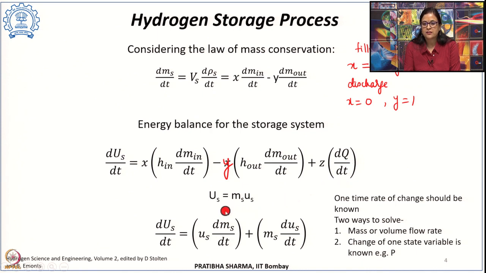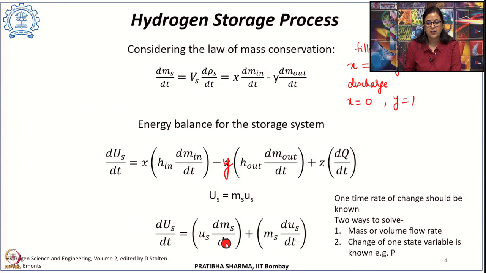Now, the total internal energy can be written as the mass in the storage system times the specific internal energy in the storage system. So, capital Us is the total internal energy, ms is the corresponding mass, and small us is the specific internal energy. Now, if we differentiate, we can write d capital Us upon dt is equal to small us dms upon dt plus ms dus upon dt. Now, if we want to solve this expression, we need to know at least one rate of change.